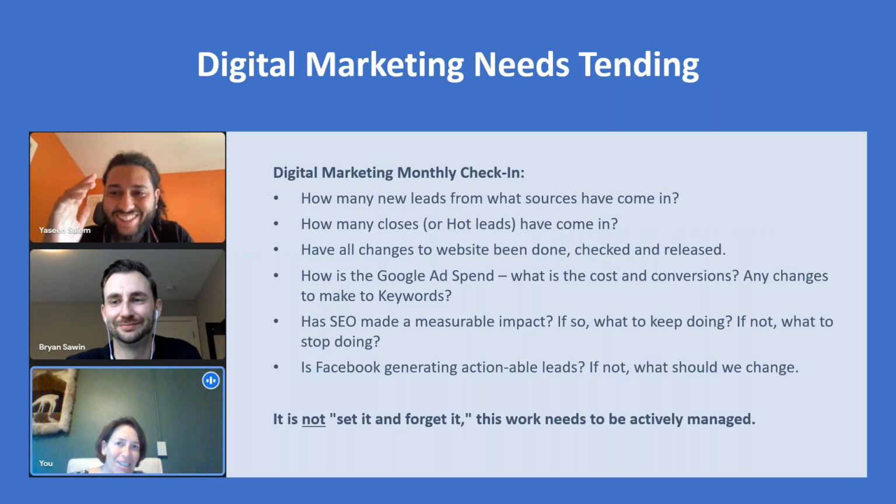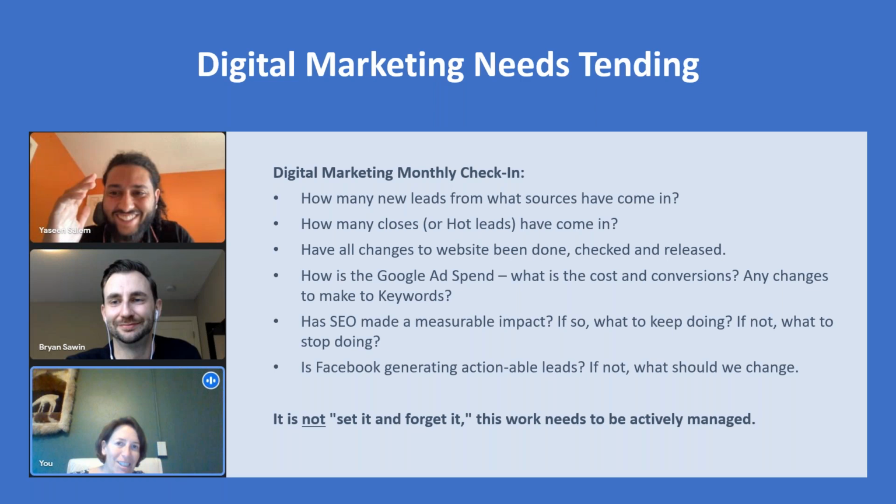So digital marketing is not set it and forget it. We've been in this business quite a long time. And when I talk to the folks who were here 10, 15 years ago, they used to tell me about how they would have a marketing campaign that would run and a marketing plan that would go for 6 months. We are checking in about all that we are doing on a monthly basis. We're looking at where the sources of the leads are, how many closes and hot leads have come in. We are changing our website, doing little tweaks to it, checking it and doing new releases monthly. We are checking our Google ad spend monthly, and we are looking at it relative to conversions.